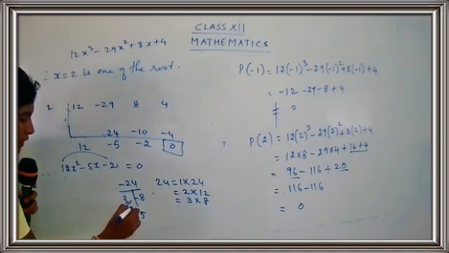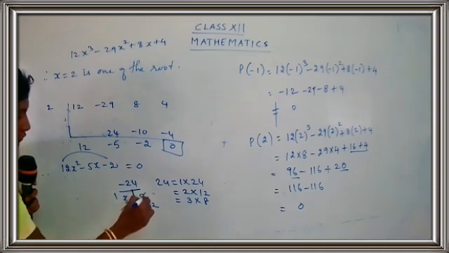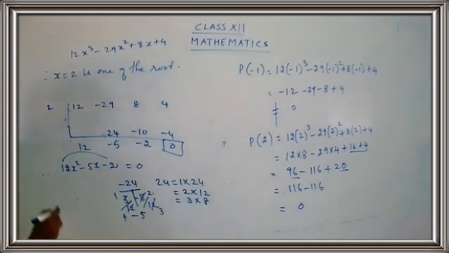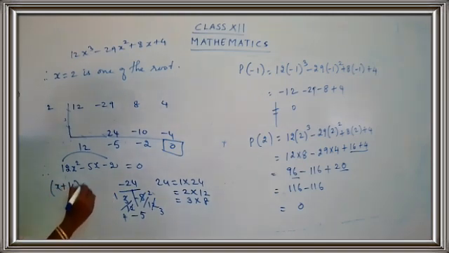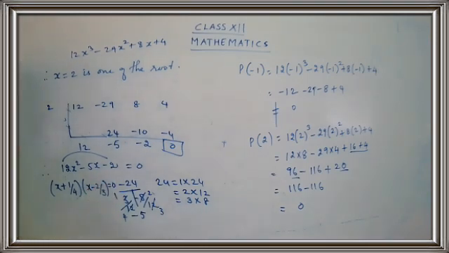So you have to divide by 12. You have to divide by 12. So 3 1s are 3, 4 3s are 12. 4 2s are 8, 4 3s are 12. So what is left here? x plus 1 by 4, x minus 2 by 3 is equal to 0. So write down x plus 1 by 4, x minus 2 by 3 is equal to 0.